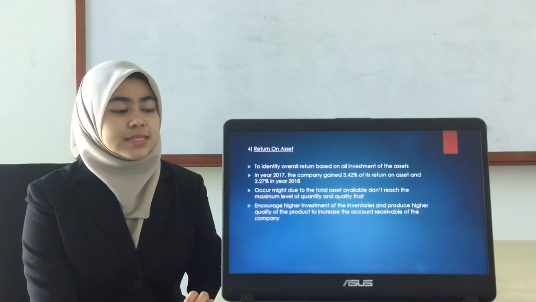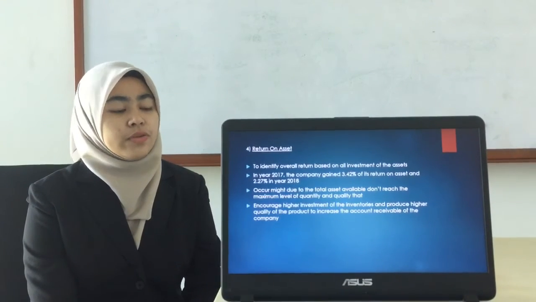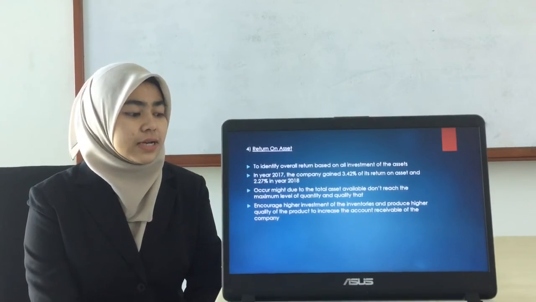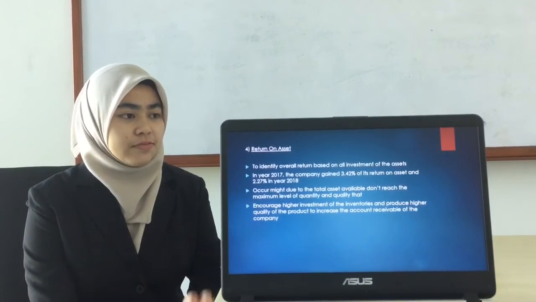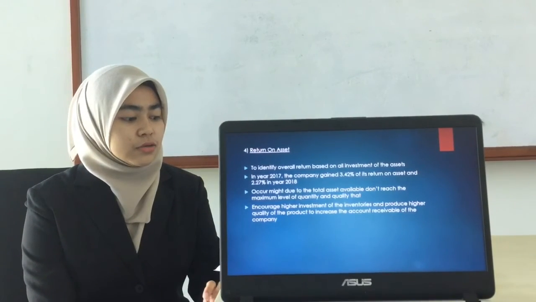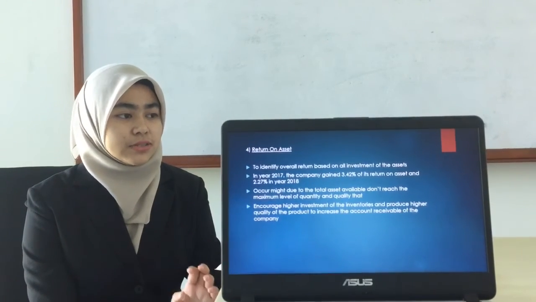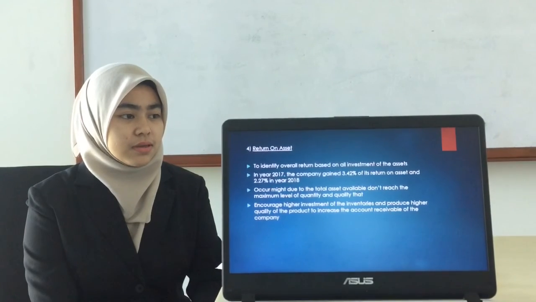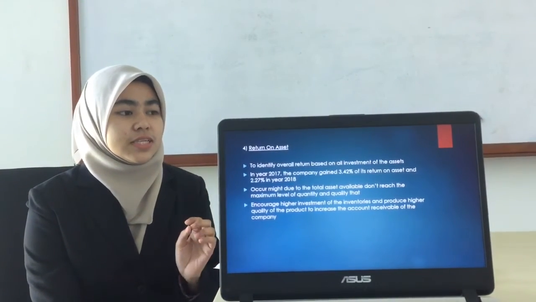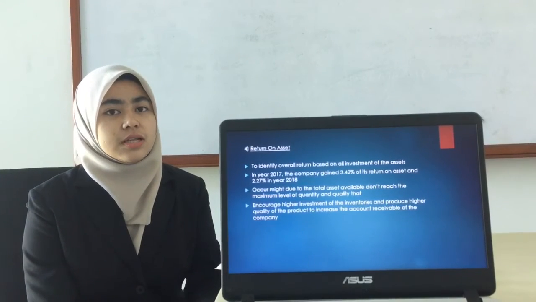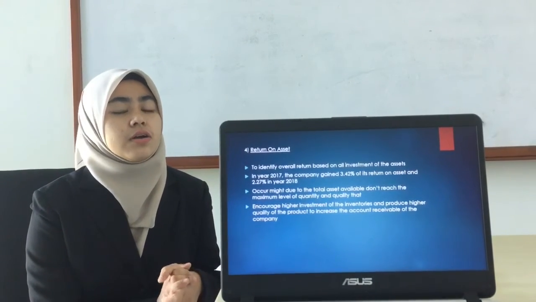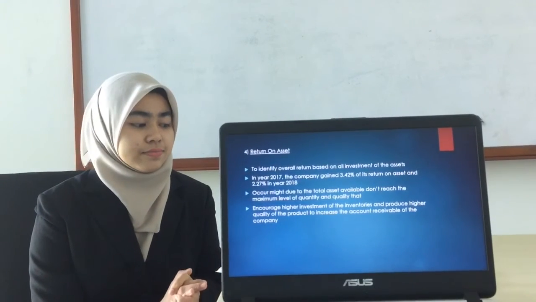The difference amounts to 1.15%, which shows a decline of the company profits from its asset investments. And also, from that, it could promise a higher return on asset to the company, because the decrease might have occurred due to the total assets available not reaching the maximum level of quantity and quality.